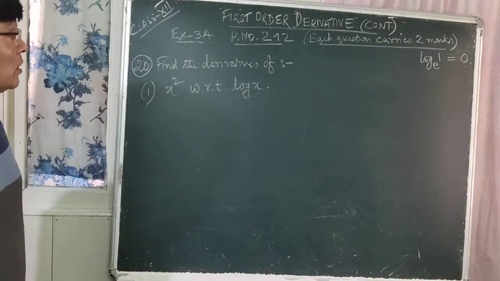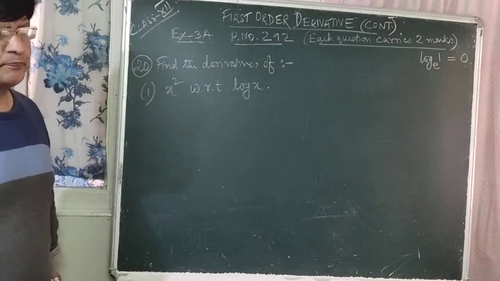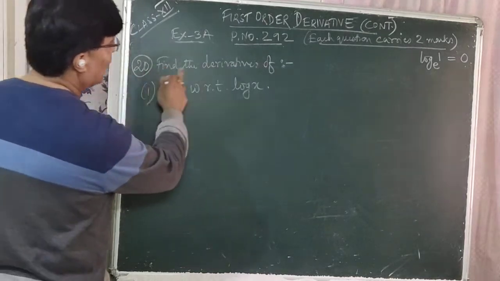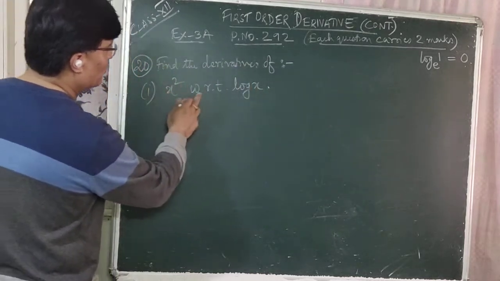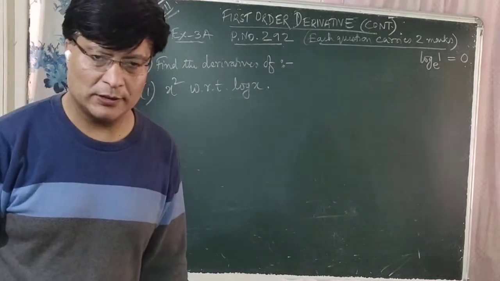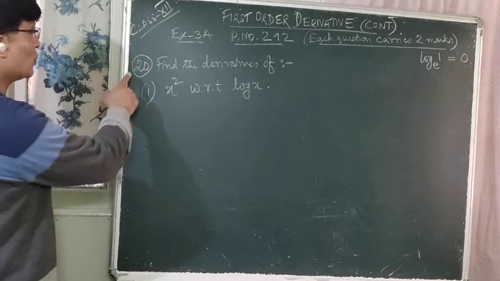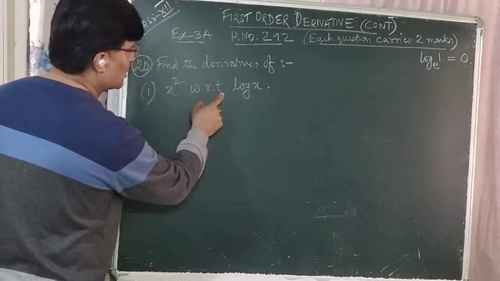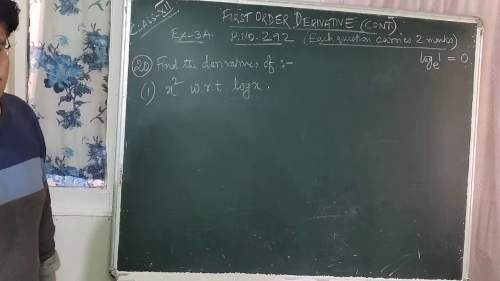Now we'll do the next type of question. Another type of question is number 20: find the derivative of x square with respect to log x. This is a different type of question. So you have to find out the derivative of x square with respect to log x. How will you do it?